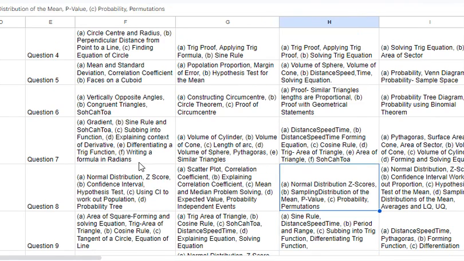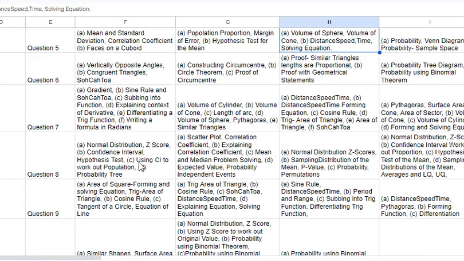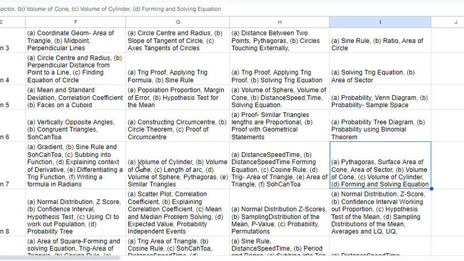Then question 8 in 2021, so normal distribution, z-score, sampling distribution of the mean, p-value, so that's all within that topic, within that chapter, depending on which textbook you're using. And then for 2020, it's pretty much a guaranteed question.